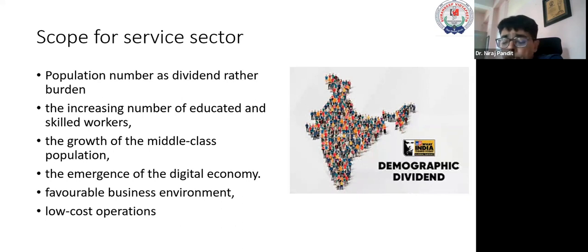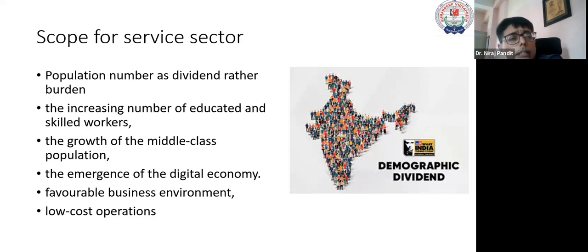And low cost operation, most important. See, this is very important. With low operation cost, everybody likes a profit. If profit is high, everybody likes to come to the country. China grew because of their policies, but now India, in a democratic way, is gradually taking over from many countries in the world. So these are the scopes.